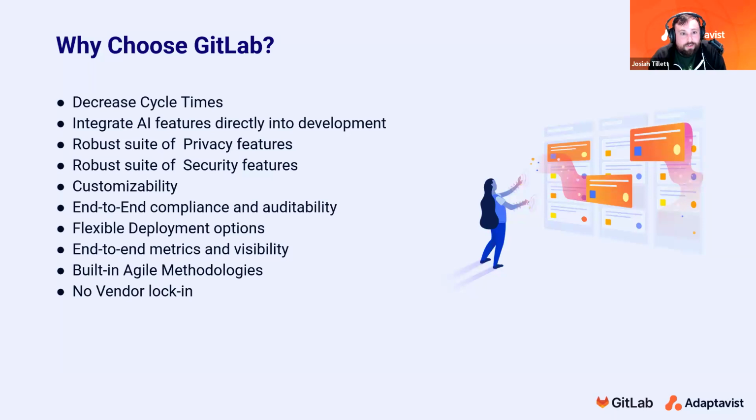GitLab also has some great new AI features that it's been working on recently. Bart will go over that towards the end of the presentation. But if you hear the term GitLab Duo, know that we're referencing the AI features that GitLab has. There are also robust suites of both privacy and security features, which we'll go over probably about midway through the presentation, which we'll talk about how you can integrate that into your development process. Many of them are available right out of the box, which is great news for you.